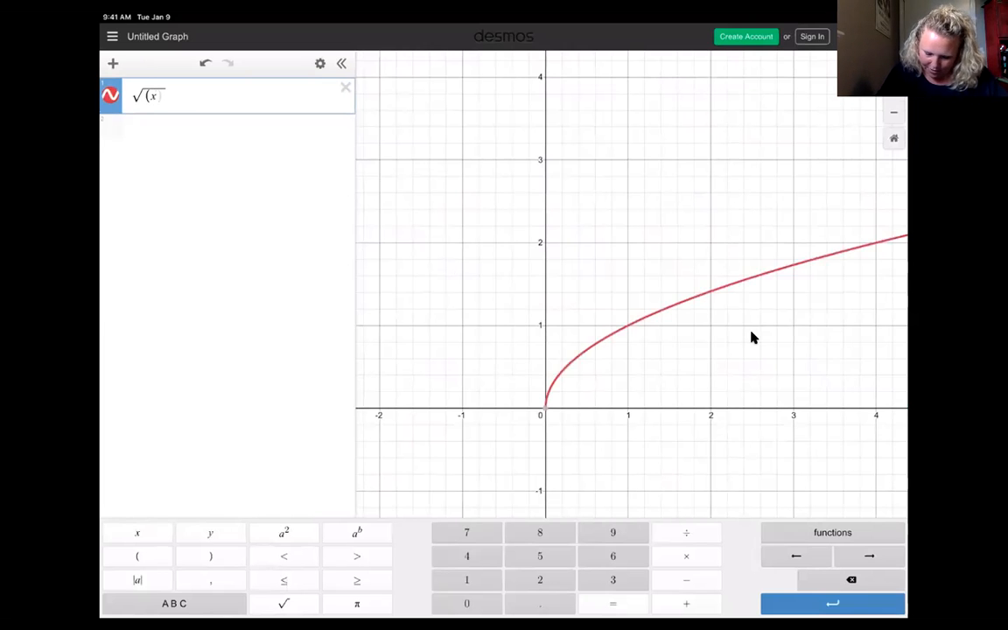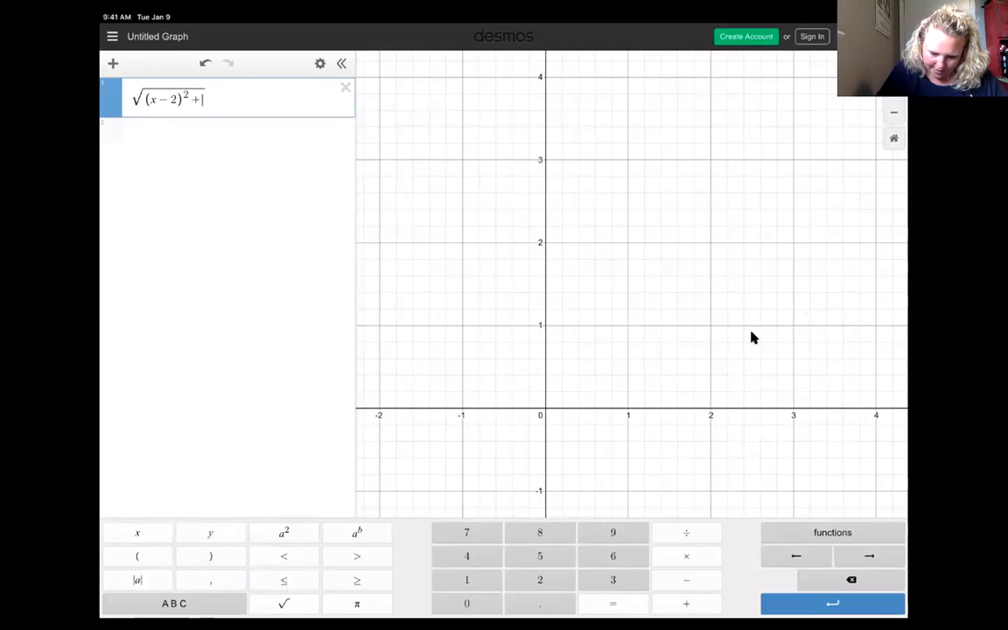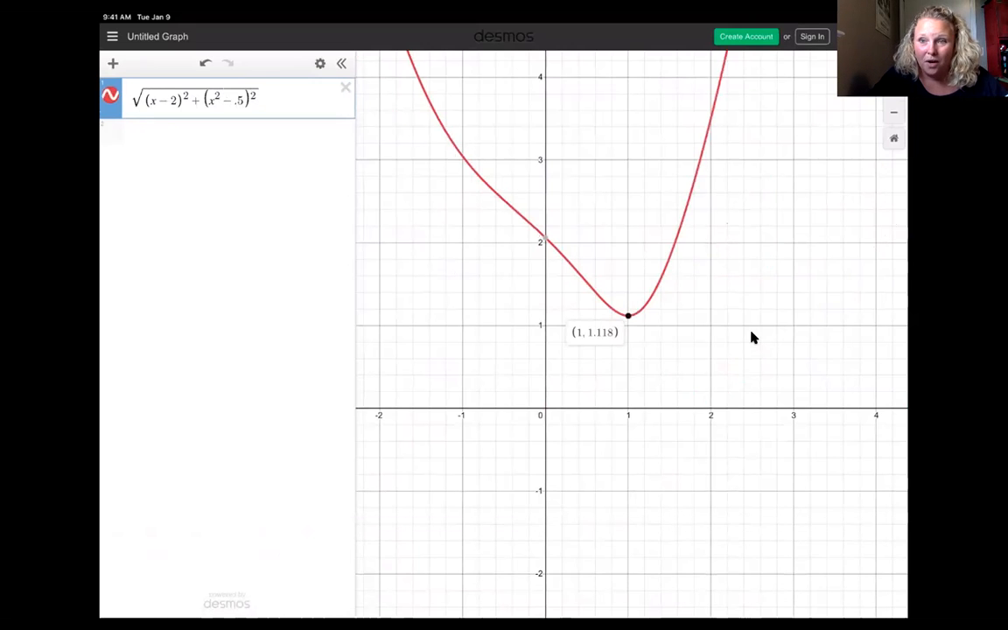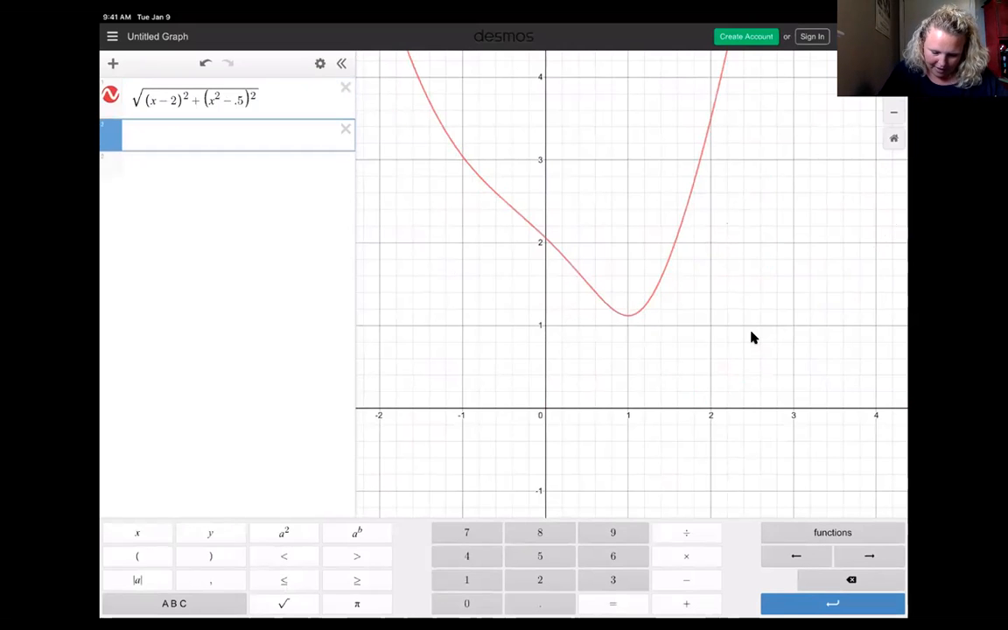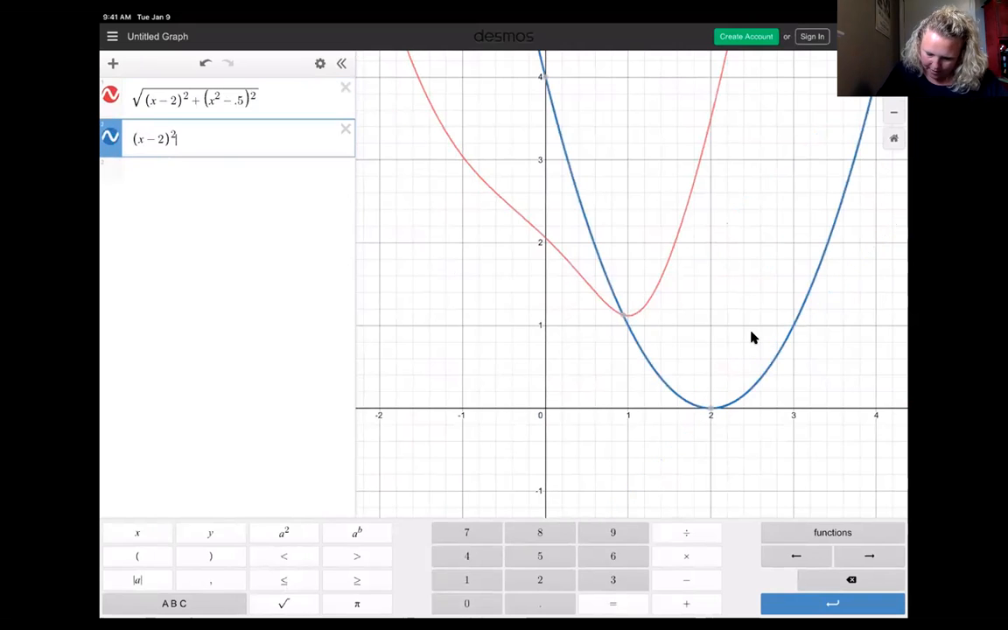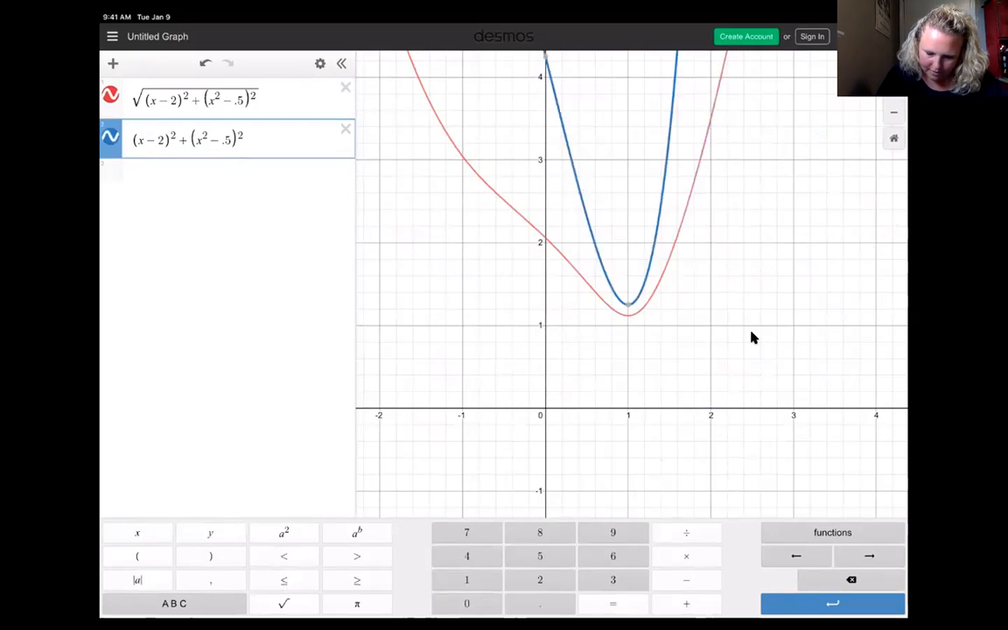So x minus 2 squared plus x squared minus 1/2 squared. I think I did that right? Okay, so there's the minimum for that one. It happens at 1. Okay, if I did the exact same thing, but without the square root, x minus 2 squared plus x squared minus 0.5 squared. Did I do that right?